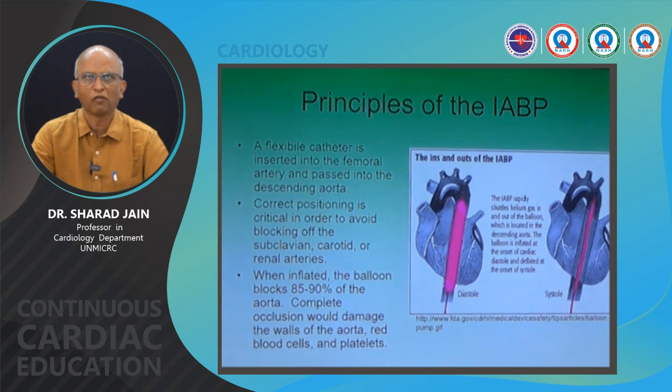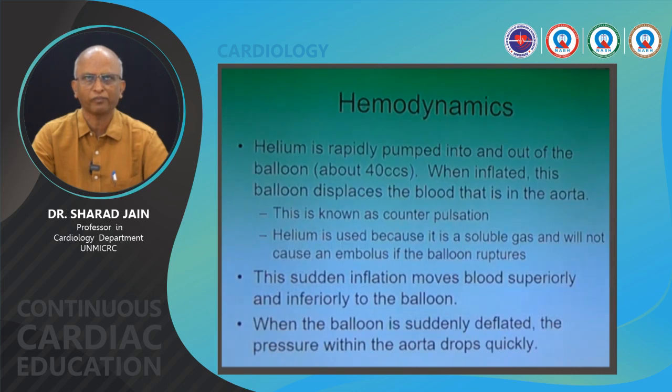The IABP is a flexible catheter with a balloon inserted into the femoral artery and passed into the descending aorta. Correct positioning is critical in order to avoid blocking of the subclavian, carotid or renal arteries, otherwise there will be problems. When fully inflated, it usually blocks only 85 to 95% of the aorta. Complete occlusion does not occur, otherwise it would damage the walls of the aorta, red blood cells and platelets.